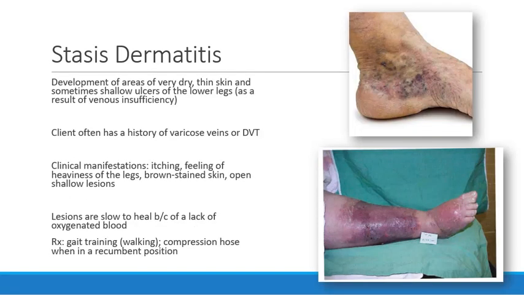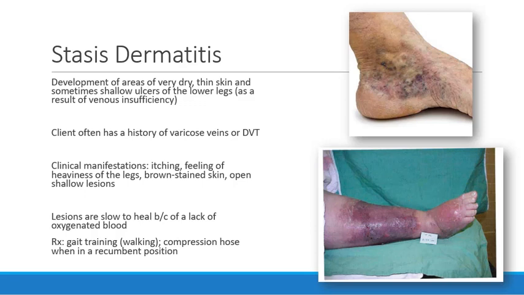Stasis dermatitis, this is the development of areas of very dry, thin skin and sometimes shallow ulcers of the lower legs. Your client will often have a history of varicose veins or DVT. DVT, of course, being a clot. Varicose veins, these are those swollen, twisted veins that lie just under the skin. They usually occur in the legs. Varicose veins are a common condition caused by weak or damaged vein walls and valves.